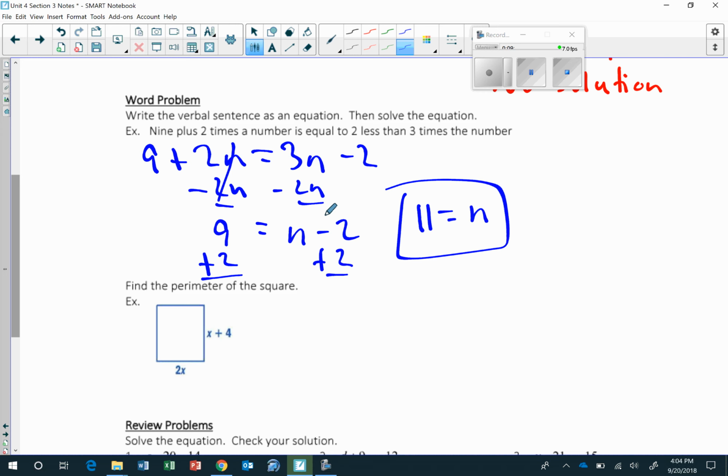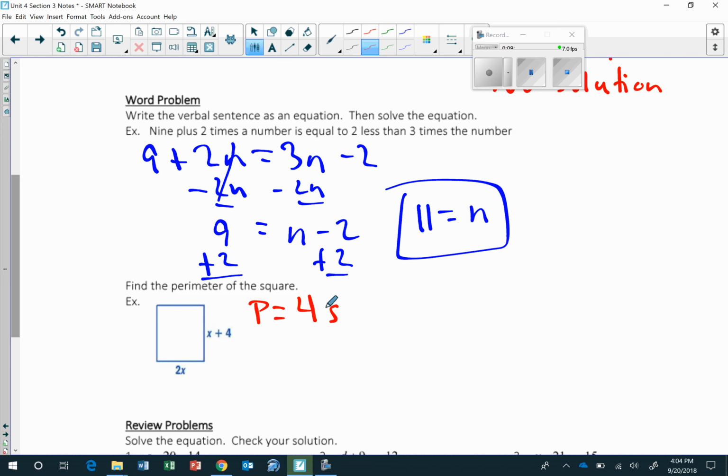On the next one, it says find the perimeter of a square. So the perimeter for a square is just 4 times the side length, because what we know about a square is that all of the sides are the same. Now, if I just did 4 times 2x or 4 times x plus 4, I would just wind up with 8x or something like that as my answer.